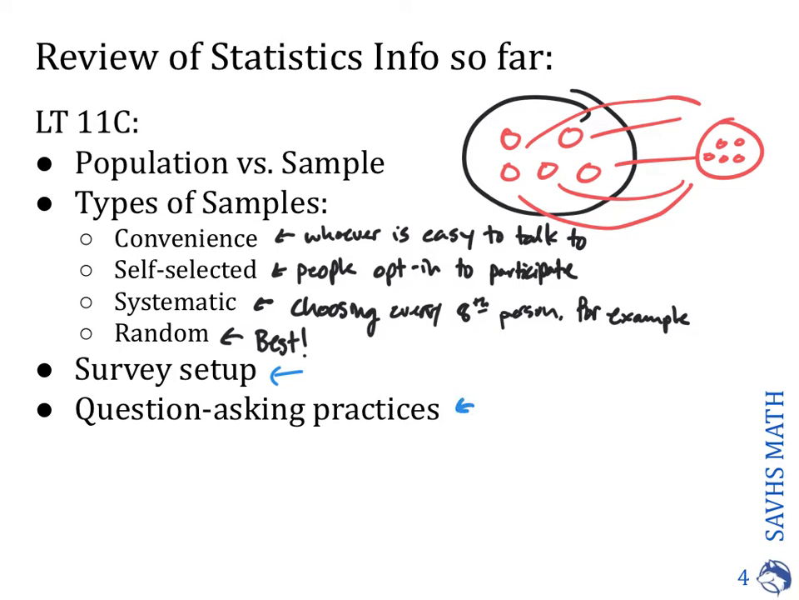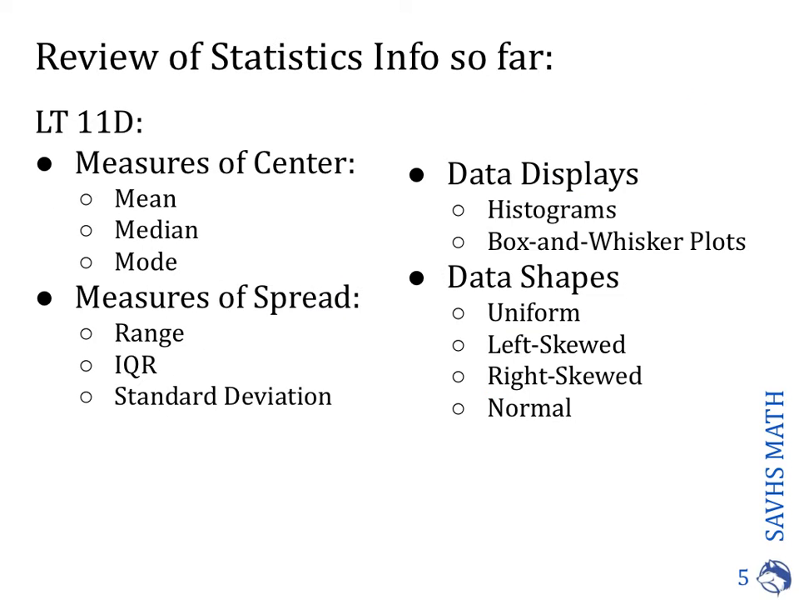Question asking practices, really you just want to avoid bias. And so we talked about how sometimes you can ask a question that has an opinion in it. And so we want to avoid that because that might convince other people that they should have that opinion too when they're giving you their responses, stuff like that. So that's what we're looking for when we're seeing what the questions say.